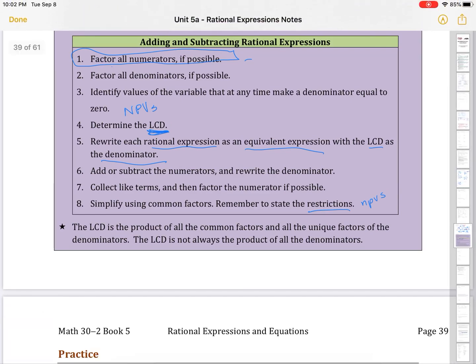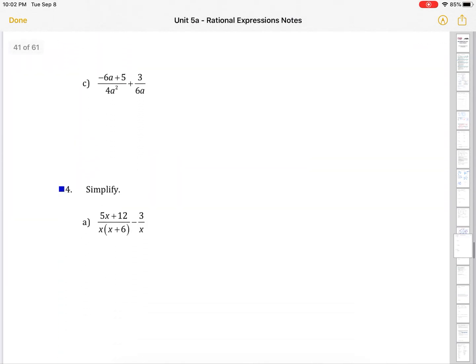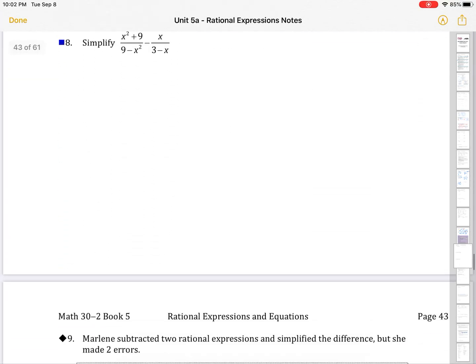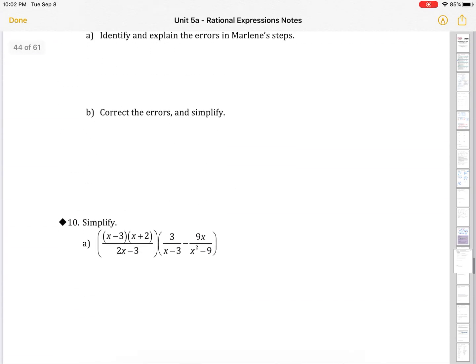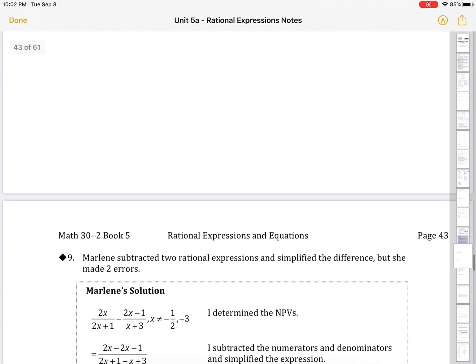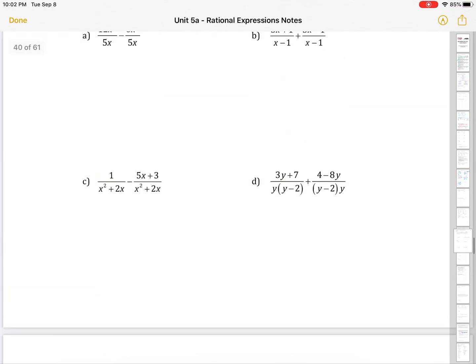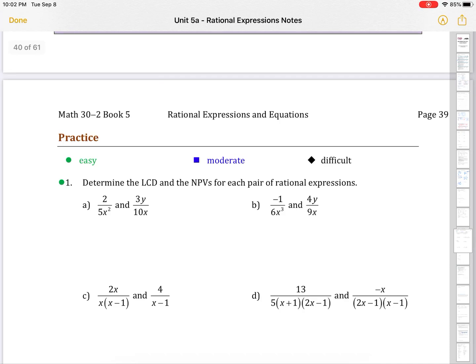Now the best way to learn math is by practicing. So we've got a couple pages of practice. So 39, 40, 41, 42, 43, and then the key is there. There's also one on the top of 44. And it may seem like a lot of pages, but that's also because they've given you space to work. But that is adding and subtracting rational expressions.